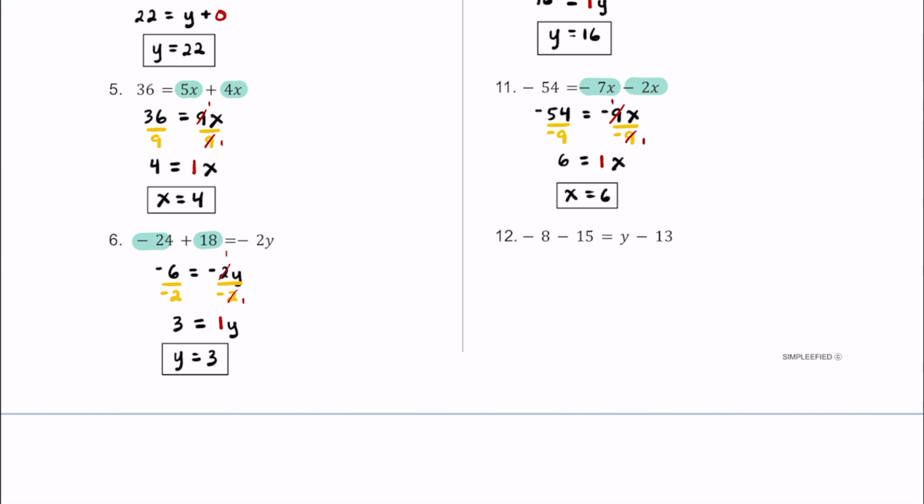Checking our solution, if we plug in 6 to the original equation on the right side, negative 7 times 6 is negative 42, and negative 2 times 6 is negative 12. And we have negative 42 plus negative 12 is going to be negative 54. So this does check out.